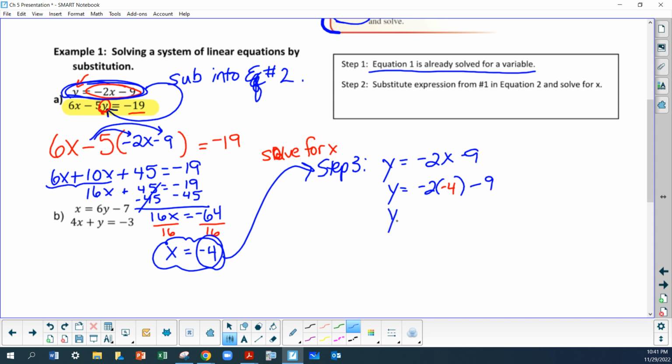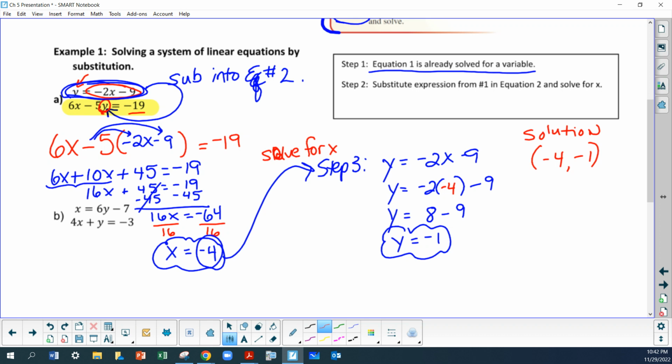And look there. Now we just have 8 minus 9, or y equals -1. And we get the other partner to our coordinate pair. So our ordered pair is (-4, -1). And that is the solution to that system of equations. If we had graphed it out, we would have got that same answer.